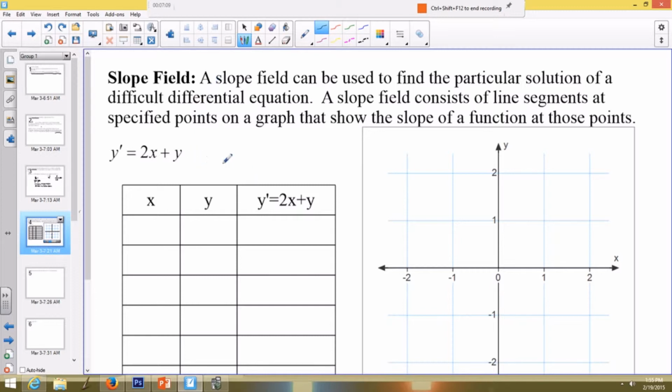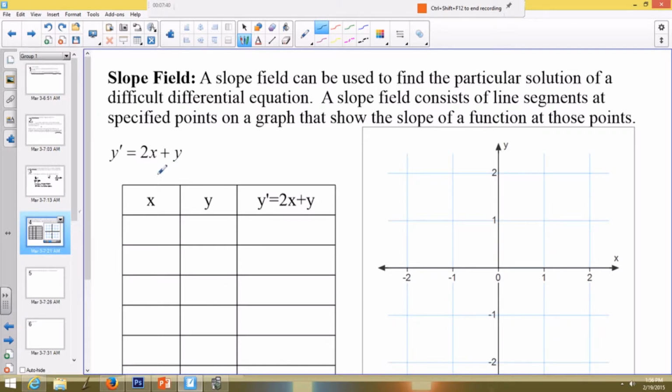And we're not going to fill this whole thing with a slope field. We're just going to do a couple points, and that's probably all I'll ever ask you to do. But if you look through your book, you'll see slope fields with lots of line segments. A slope field can be used to find the particular solution of a difficult differential equation. A slope field consists of line segments at specified points on a graph that show the slope of the function at those points.